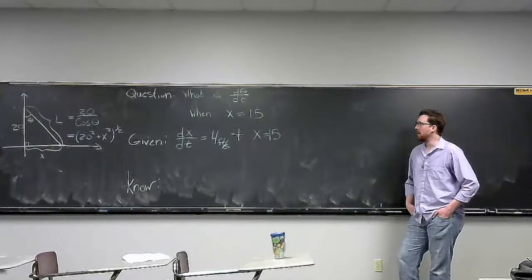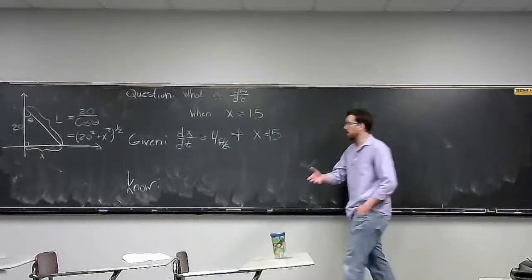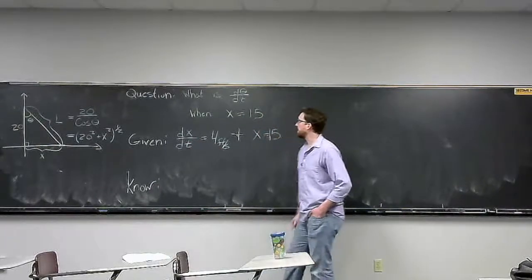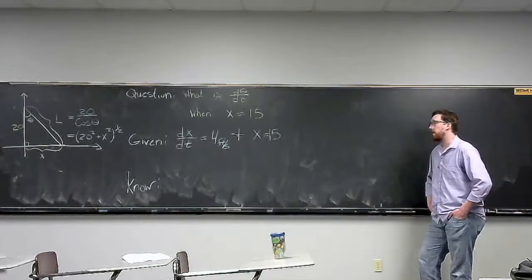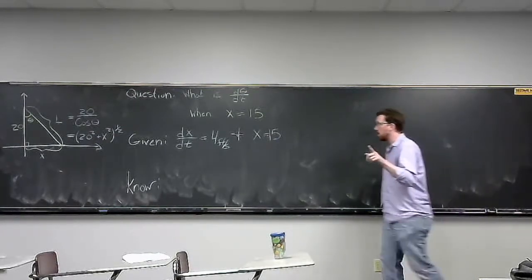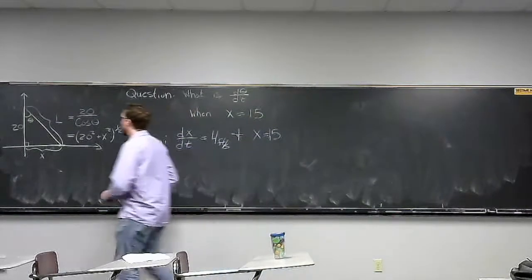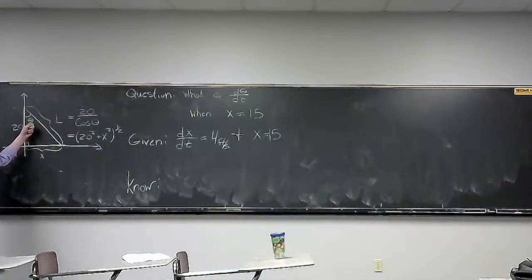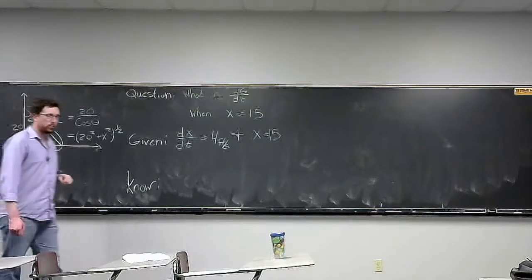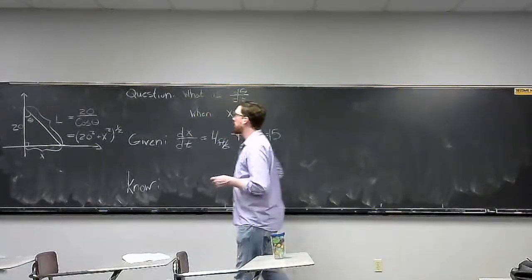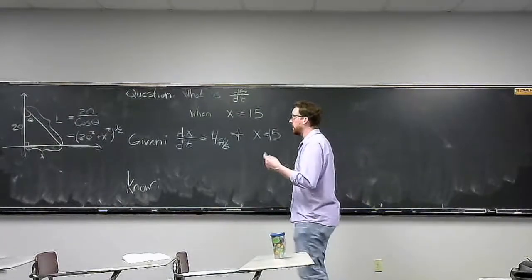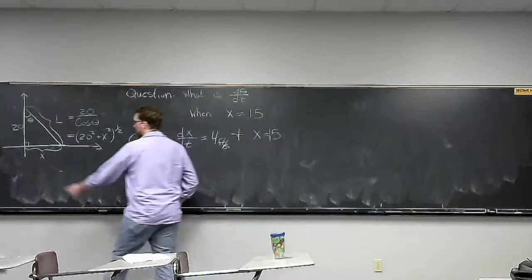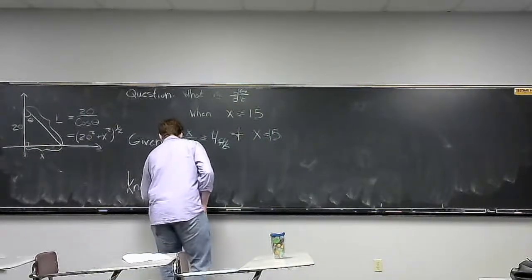Now, what we know, or rather what we're given, is that dx dt is equal to 4 feet per second, and that x is equal to 15 feet. And what we know is that the tangent of this angle is equal to something in particular, right? So, using SOHCAHTOA, we have opposite over adjacent. So x over 20 is equal to the tangent of theta.